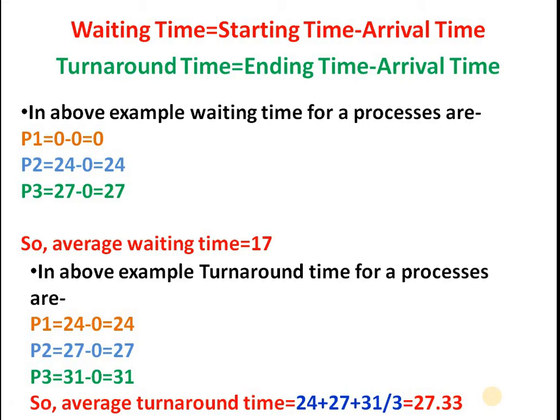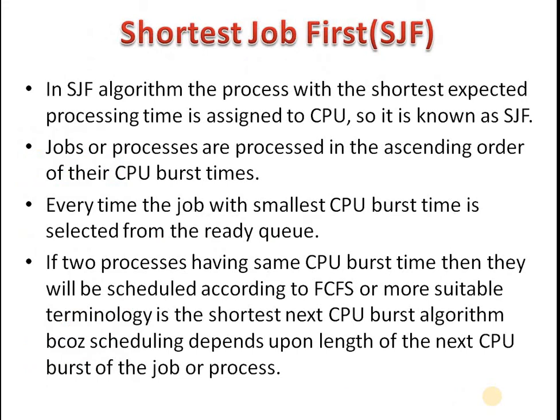Today we are going to discuss the SJF algorithm, that is shortest job first. In the SJF algorithm, the process with the shortest expected processing time is assigned to the CPU, so it is known as SJF, shortest job first. The jobs or processes are processed in the ascending order of their CPU burst time. Every time the job with the smallest CPU burst time is selected from the ready queue.